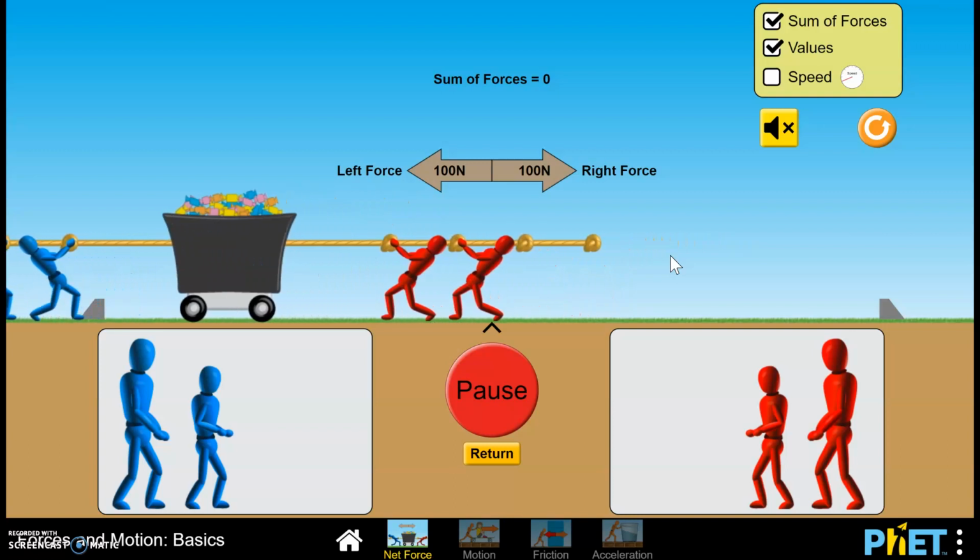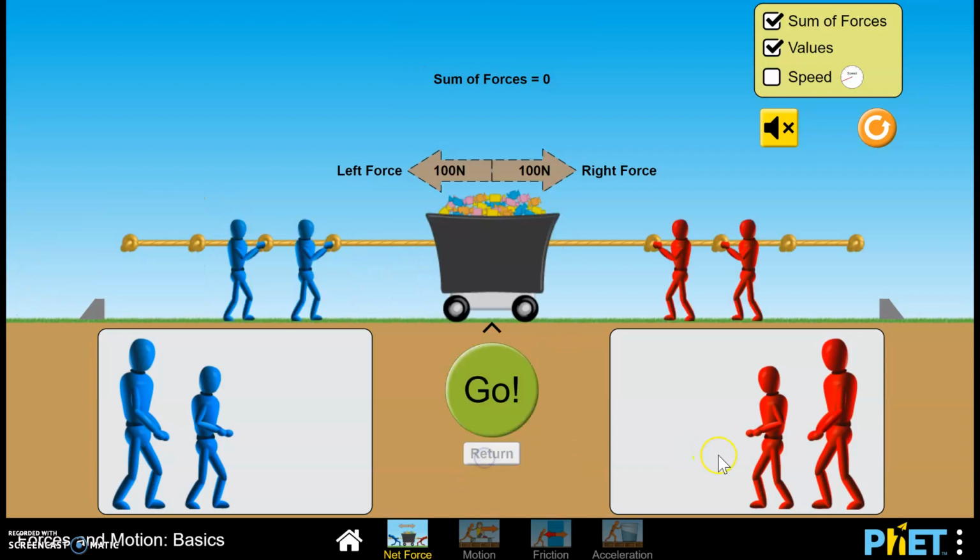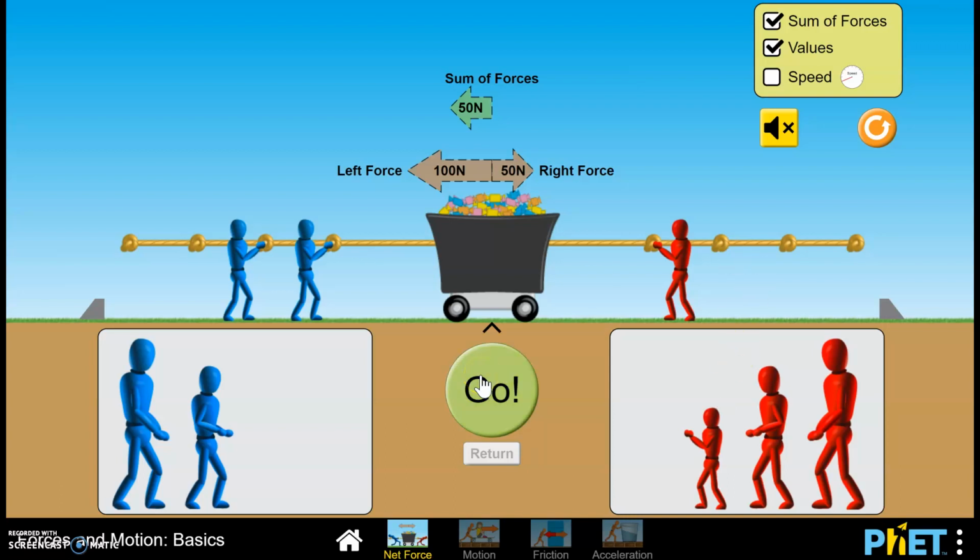What would we have to do in order for these red guys to start winning? All right, go ahead and think about it for a second, and then Miss Campbell will call on you to share your answers. Pause the video if you need to. All right, so let's go ahead and start this one up again. This time, in order to change the motion, we're going to have to make the forces unbalanced. Okay, remember, balanced forces do not change the motion of an object, only unbalanced forces do.